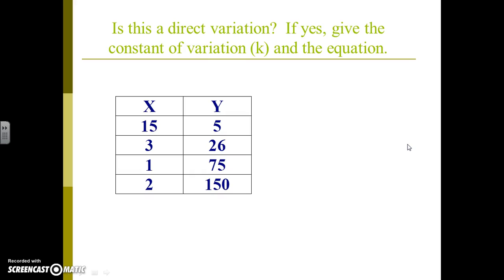We'll skip the third one. Actually, let's do this one here. What about this one here? Is it a direct variation? Give you guys a few seconds to copy down the table.